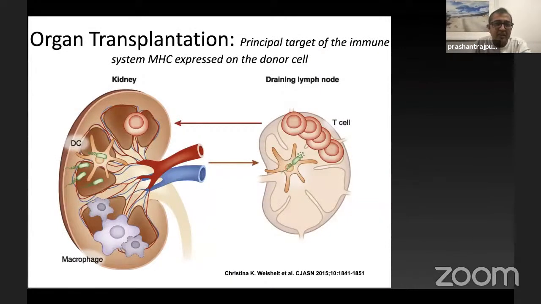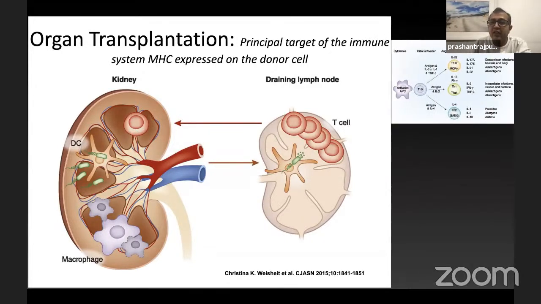As far as organ transplantation is concerned, the principal target of the immune system is the MHC, which is expressed on the donor endothelial cells. This MHC is processed by the antigen presenting cells, which are the dendritic cells and the macrophages, and then it is presented to the T cell, which comes into the graft. This activates the T cell, and this activated T cell goes back to the lymph nodes, where it causes cloning of the T cells, and the clone of cells then come back to the graft, causing a rejection.